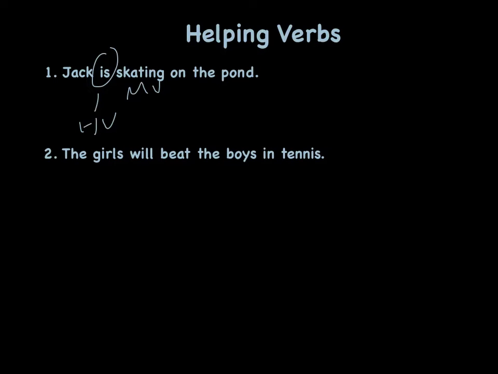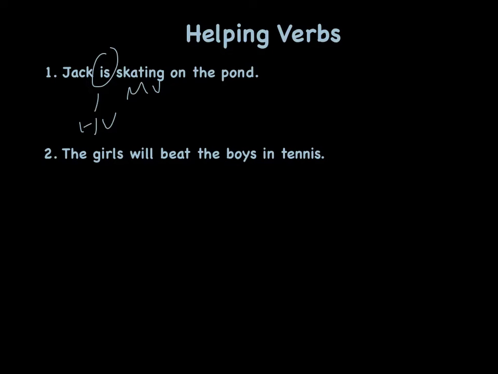Alright, in this sentence, the girls will beat the boys in tennis. As you may know, Mrs. Tate teaches the girls' tennis team, and she's got some pretty good players. And sometimes they play the boys, and sometimes they win. In fact, they've been winning a lot lately, and Mrs. Tate has the girls all fired up. And the girls really, truly believe that they will beat the boys in tennis.